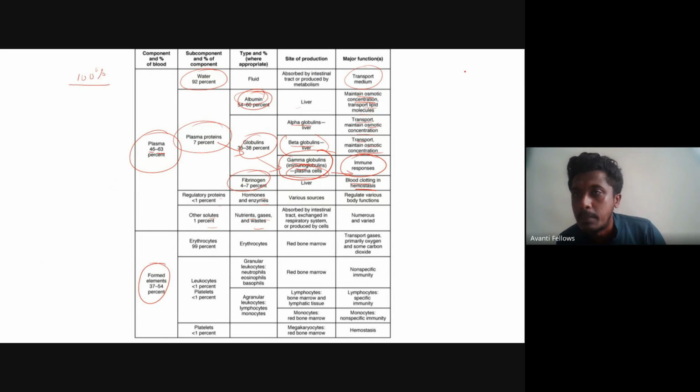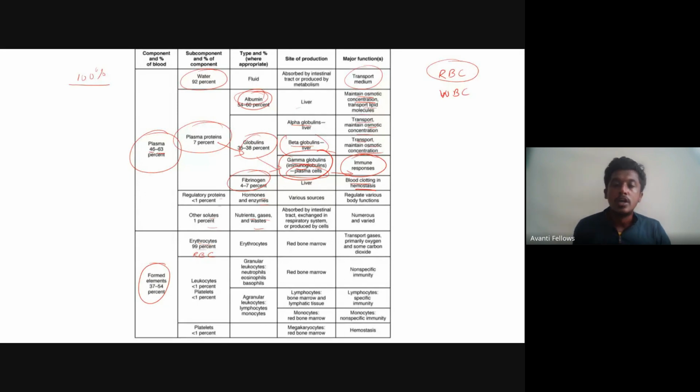Formed elements include red blood cells, white blood cells, and platelets. First, let's discuss the major part, the red blood cells. The RBC is also called the erythrocyte. They make up 99% of the formed elements. Where are they produced? They are produced in red bone marrow.